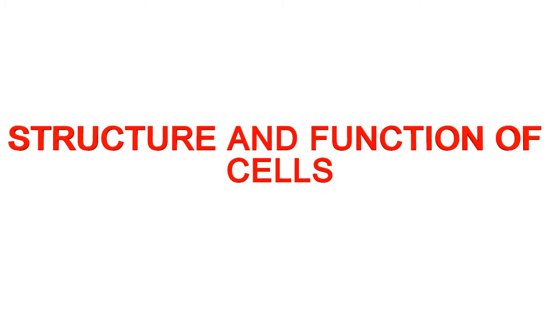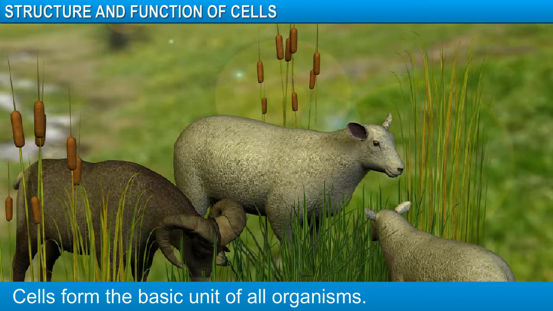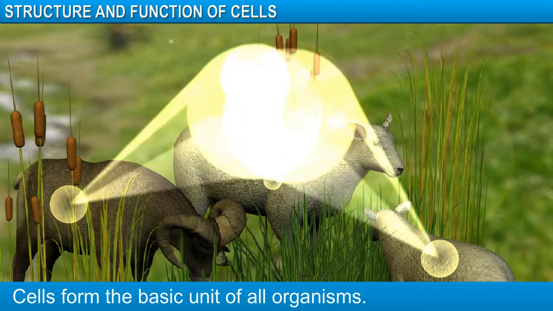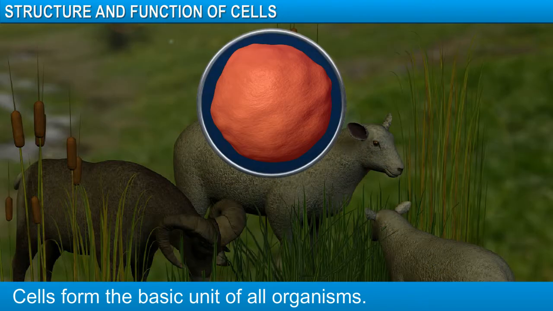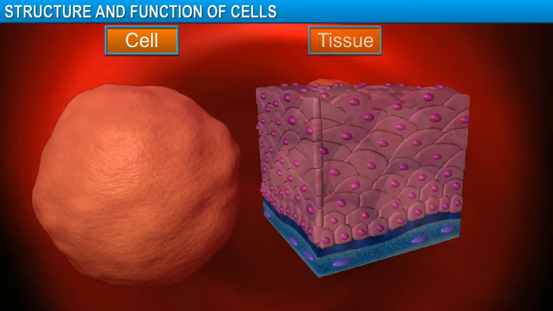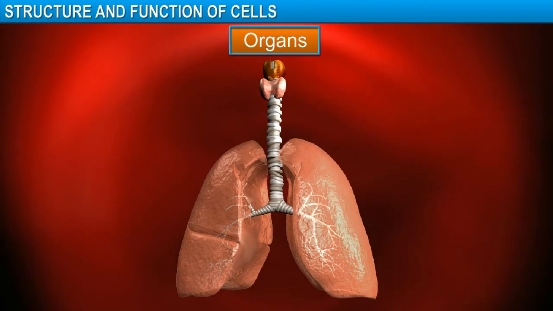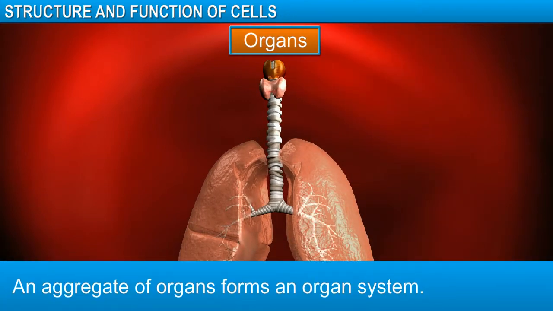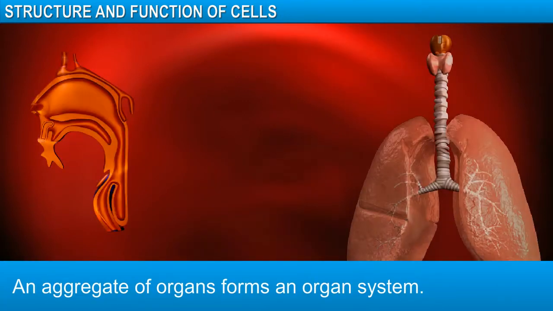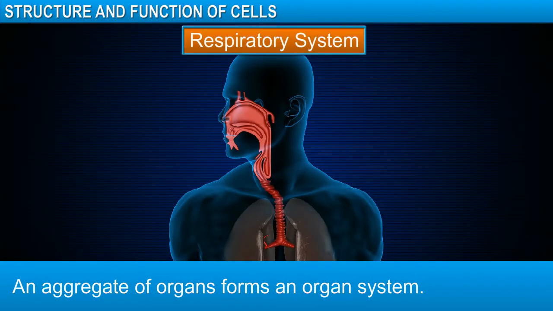In this module, you will learn about structure and function of cells. Cells form the basic unit of all organisms. Cells form tissues, and tissues form organs. Organs, such as nose and lungs, form a part of an organ system, the respiratory system.